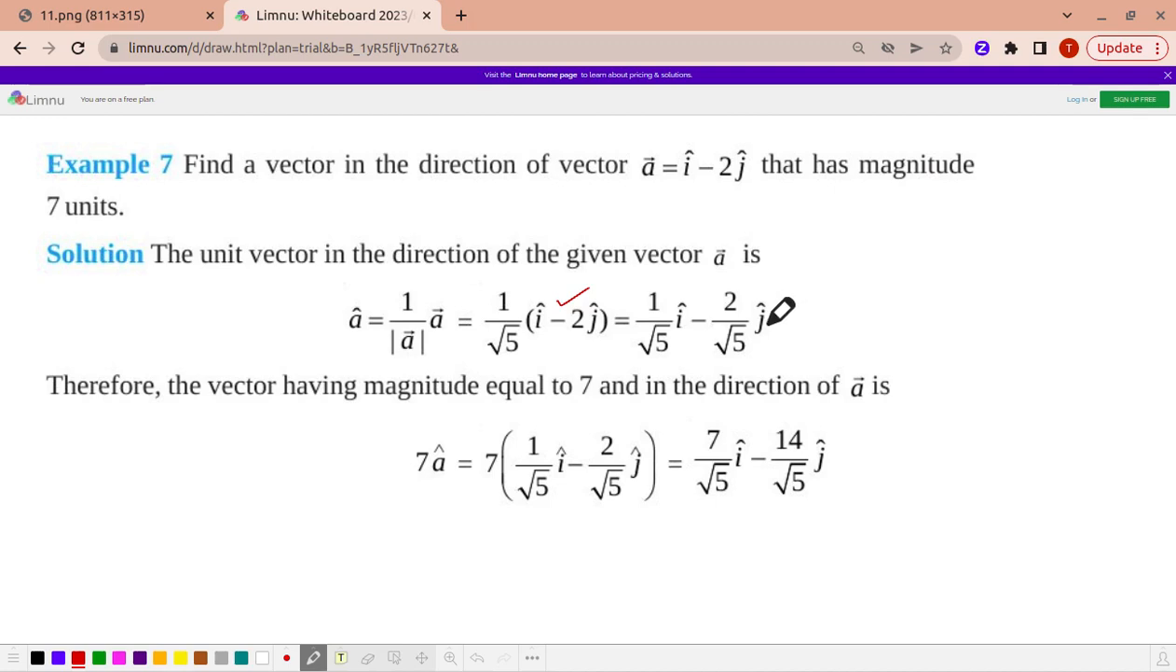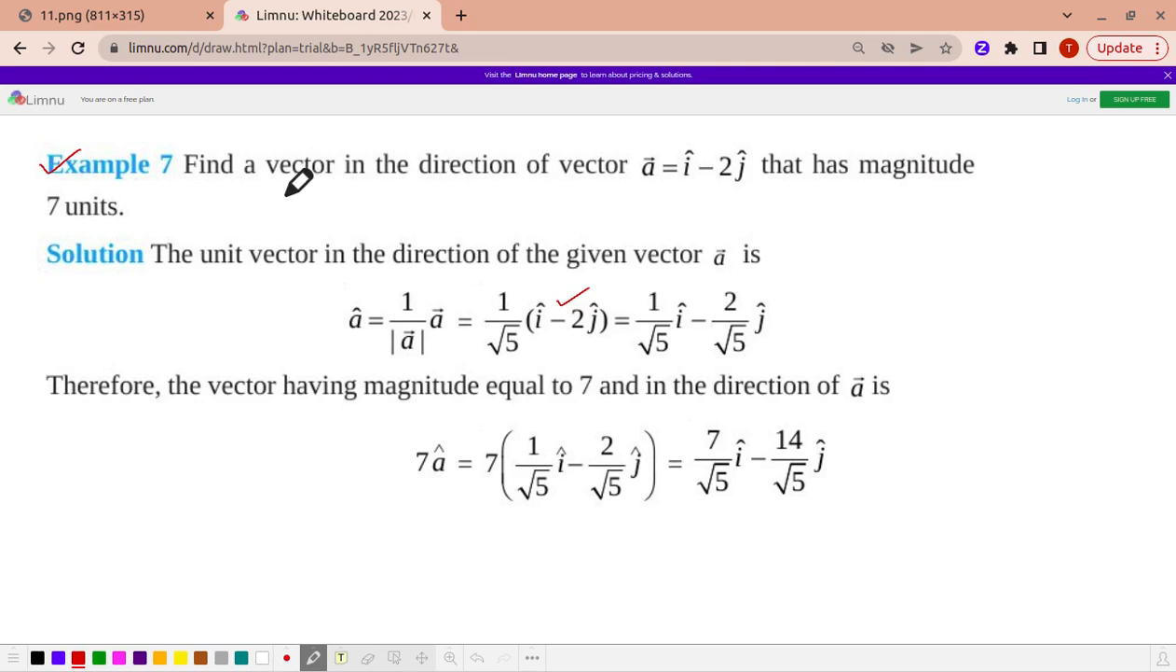But what is the question? I didn't read the question completely the first time. Now let me read it out. The question is: find a vector in the direction of the vector i cap minus 2j cap that has magnitude 7 units.